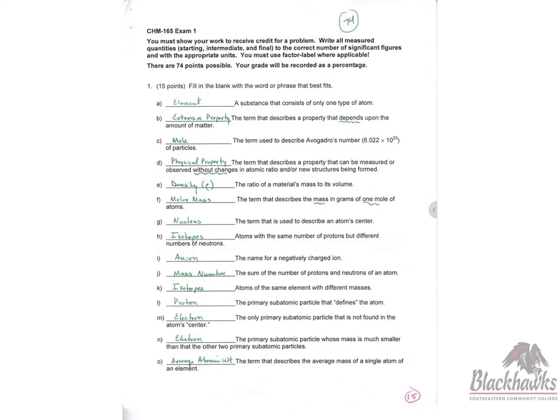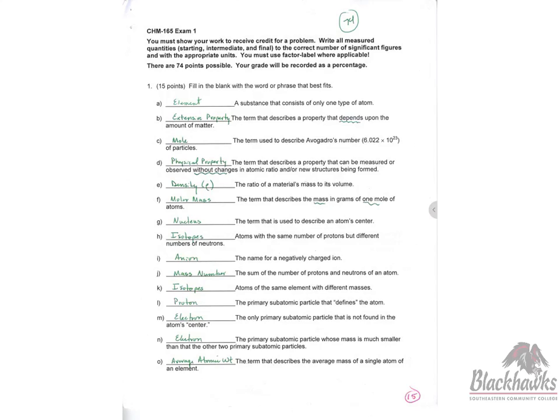Mole was what I was after for C, as the term used to describe Avogadro's number of particles. D, physical property is one where you know no new substances are formed, i.e. physical property is you measure a characteristic and no chemical reaction has to occur. E, I was after density as the ratio of something's mass to its volume. F, molar mass, is the grams you need to set aside in order to get 1 mole of that substance, be it atoms or molecules or hockey pucks.